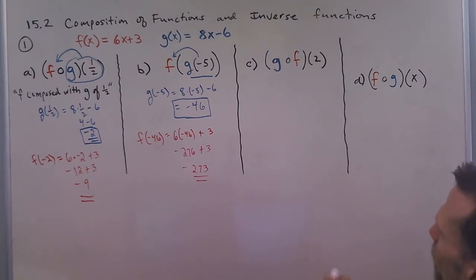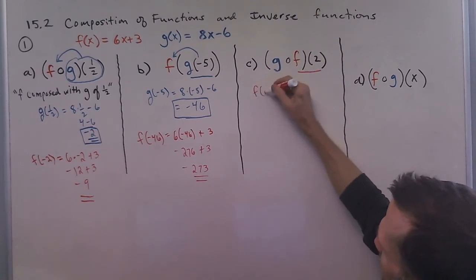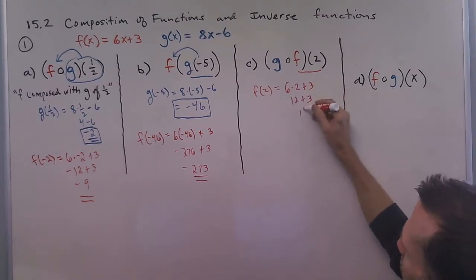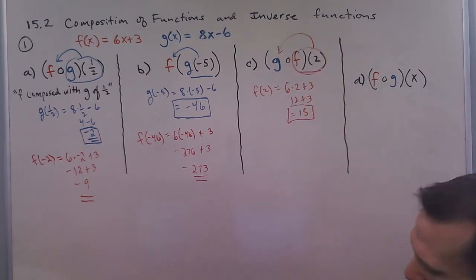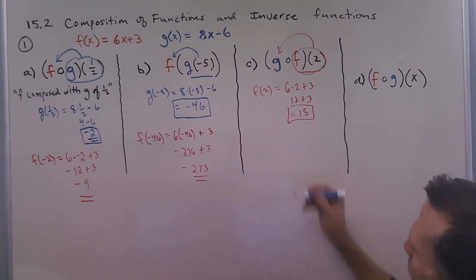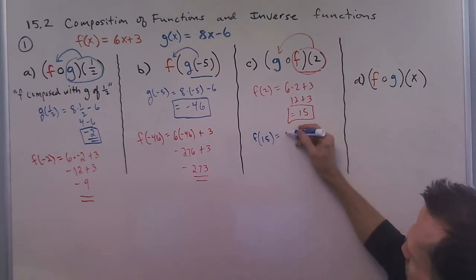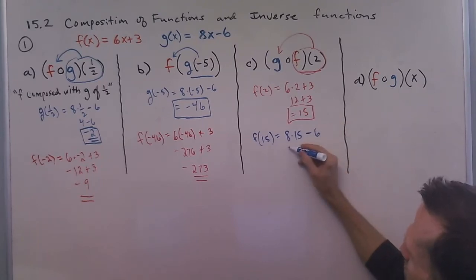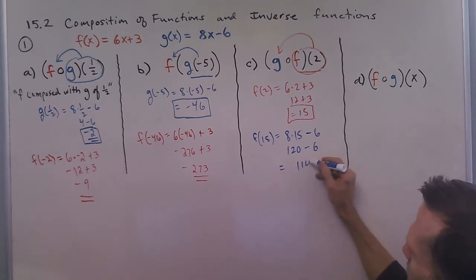Okay. So taking a look at this one, what I'm going to do first is f of 2. So I'm going to put 2 inside the f function. 6 times 2 plus 3, get 15. I'm going to take this value now. I've calculated this. I'm going to put it inside the g function. So I have g of 15 is equal to 8 times 15 minus 6. This is 120 minus 6 equals 114.